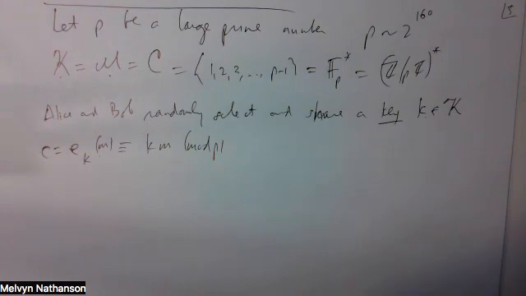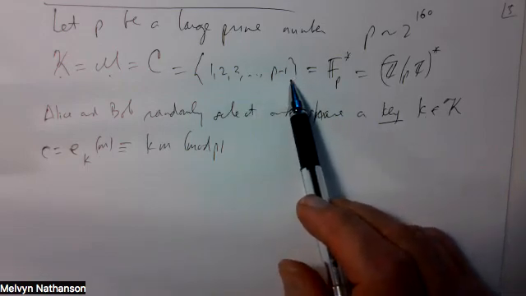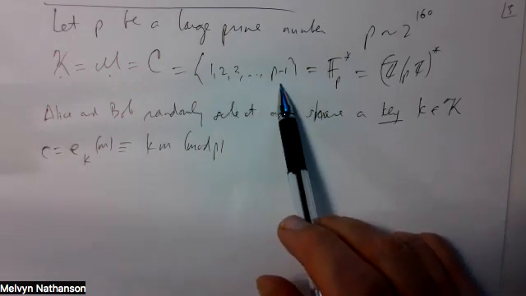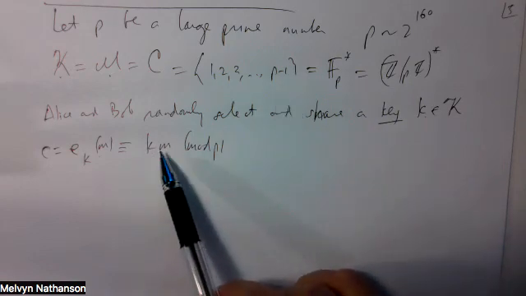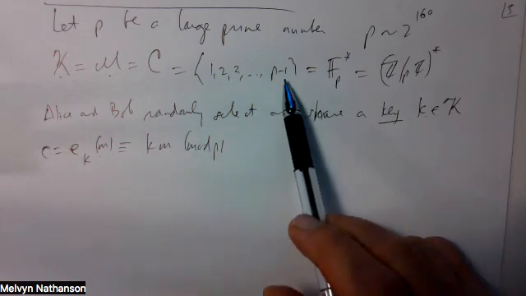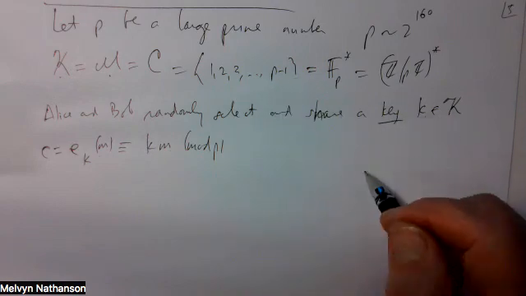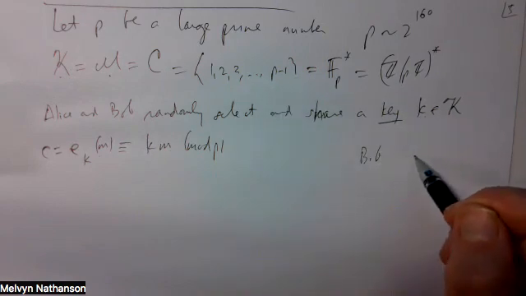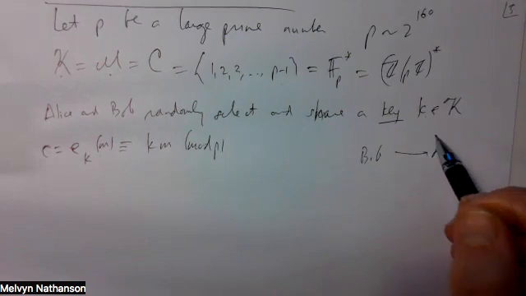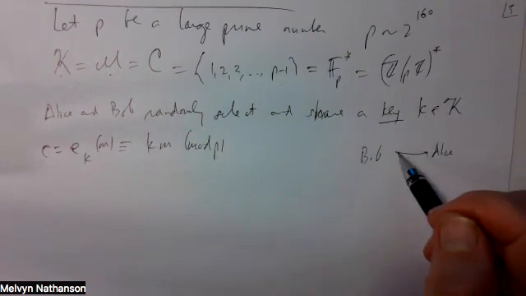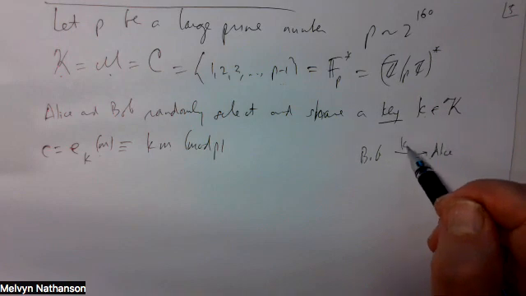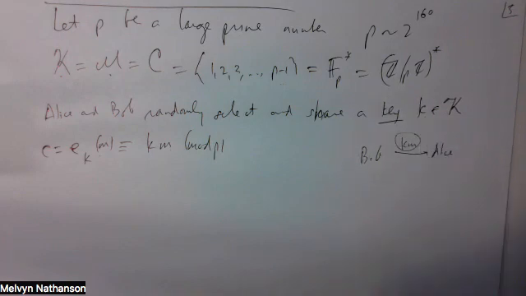You take M. M is a number between 1 and P minus 1. K is a number between 1 and P minus 1. Multiply K times M and reduce it mod P, so you get another number in this set. So what Bob sends to Alice, where the plain text is M, is the number K times M. Right? That's the encryption scheme, K times M.